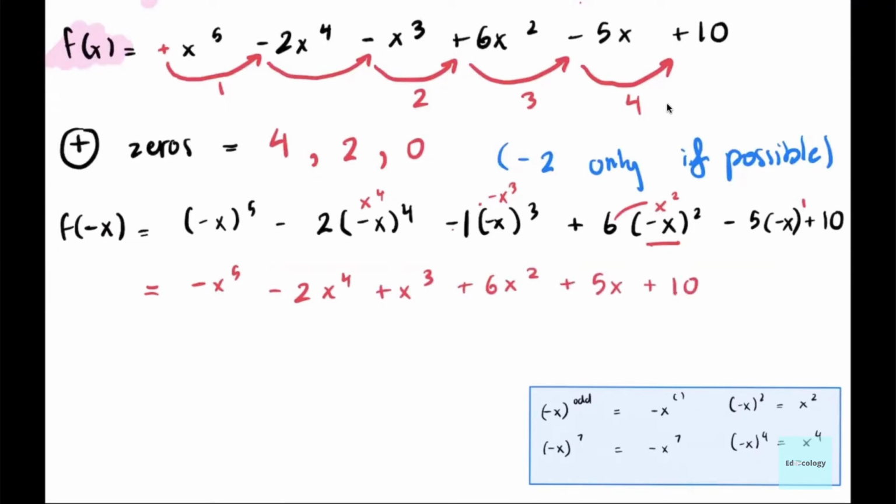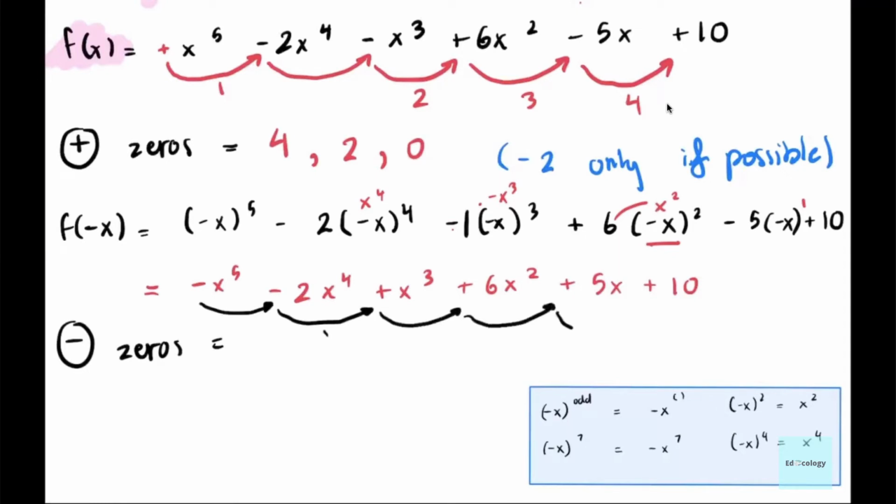Now we have to count the number of times the signs changed in f of negative x, so we can find the number of possible negative zeros. Okay? So let us count them. Is there a change in the sign? No. Is there a change in the sign? Yes, so 1. Is there a change in the sign? No. Is there a change in the sign? No. Is there a change in the sign? No. So we only have 1 time the sign changed, right? So here we will write 1. So the possible number of negative zeros is 1.